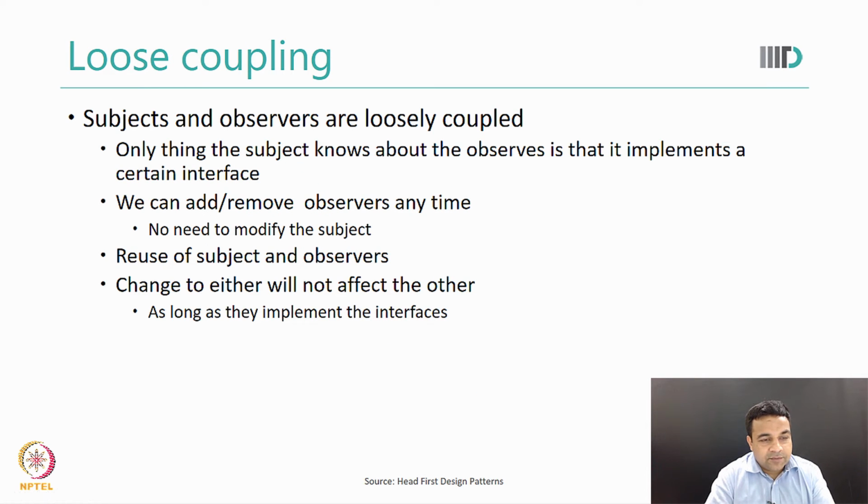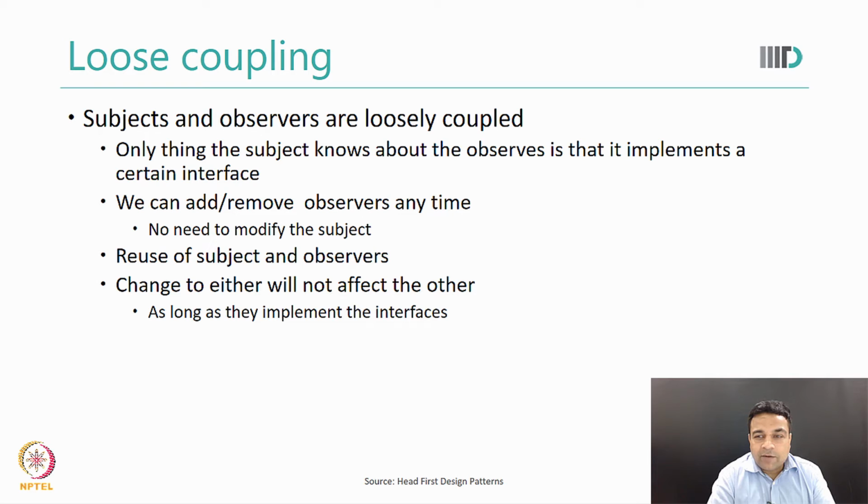Here are a few important things. The subjects and the observers are loosely coupled, which means the subject knows only one thing about the observer, that it implements a certain interface, and it need not know anything more about the observer. Also, we can remove and add observers at any time without changing anything in the subject. So this allows us a reuse of subject and observers, and a change to either of them will not affect, or should not affect, the other, as long as they implement the interfaces that you have defined.